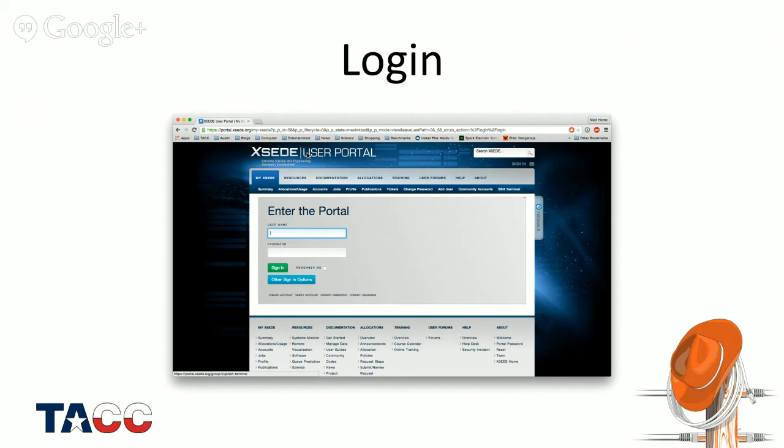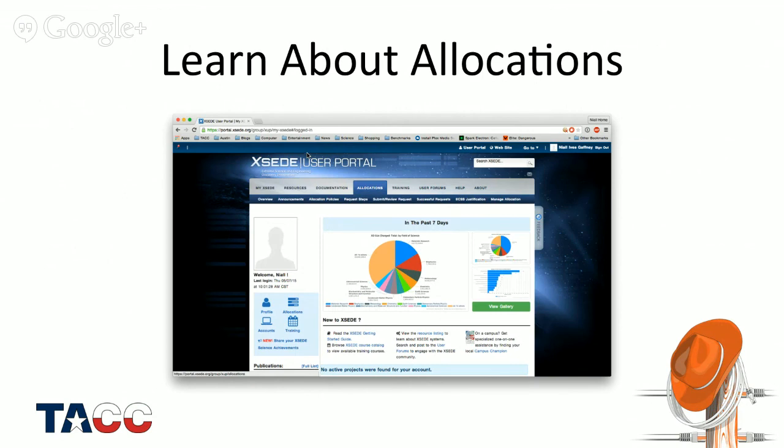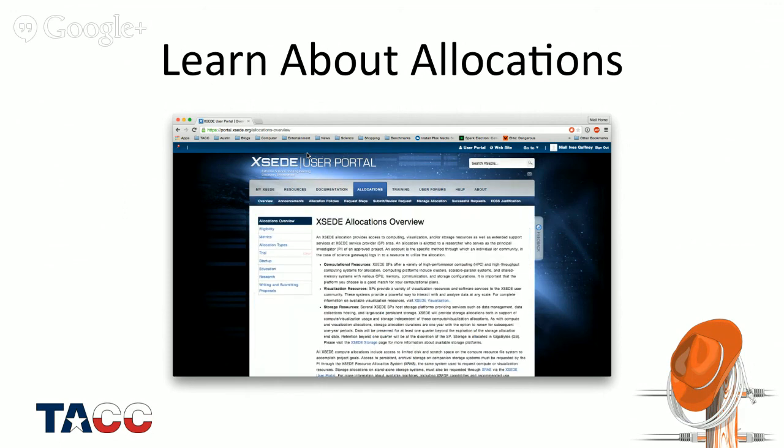Once you have that, you can click on the sign in button on the upper right hand corner and log into the portal. Once you log in, it gives you a nice status overview of what's going on and what your account's doing. To get an allocation, go up to the allocation tab, and you can read up from the overview on what goes into getting an XSEDE allocation, and the overall philosophy of what should go in different fields in the actual application process.